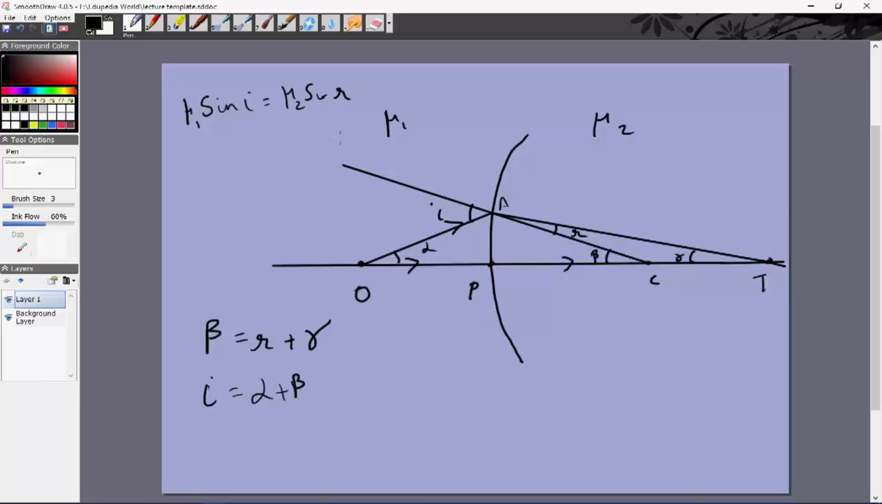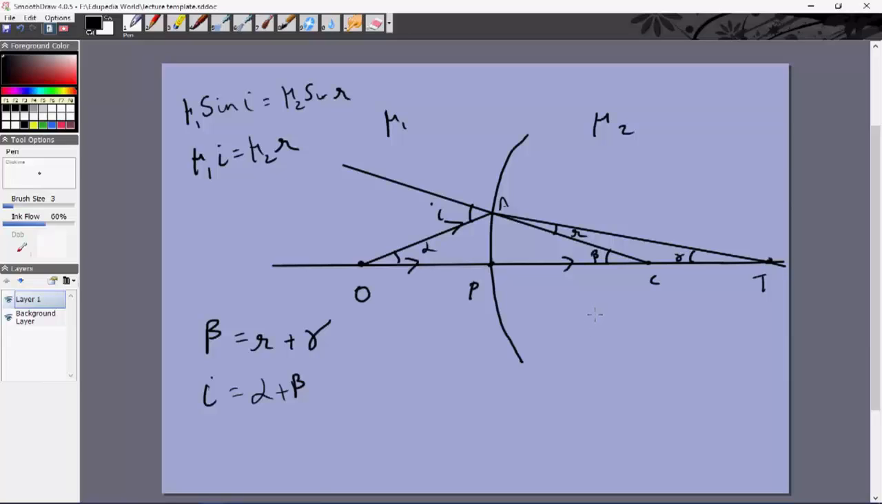Also, mu1 sin i is equal to mu2 sin r. We can write it as mu1 i is equal to mu2 r. That's only because again we are assuming rays to be paraxial, and if rays are paraxial then i and r both are quite small, and we can use the limit that sin i is equal to i when i is very, very small.